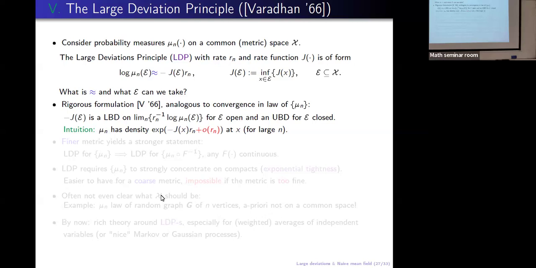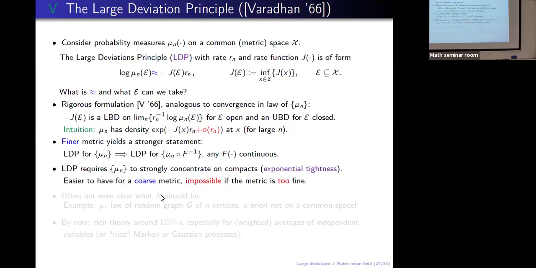And the intuition, if you want intuition for this whole thing but without open and closed sets, is that the measure you have has a density which looks like e to the minus j times Rn plus something small, for large n at every point x. Imagine you have this density, then clearly if you take the log, take the 1 over n, you will get this point. Convergence even pointwise. But if you don't have exactly a density, you still have a good result for that.